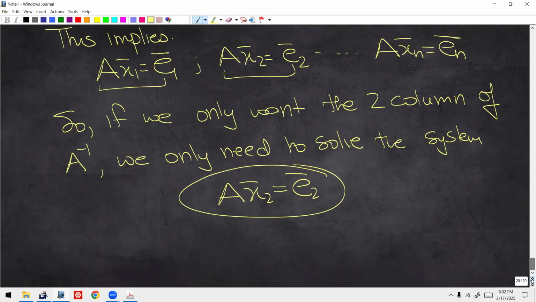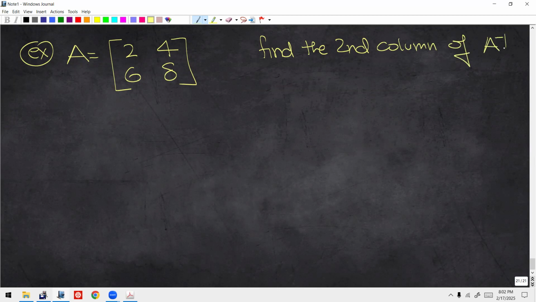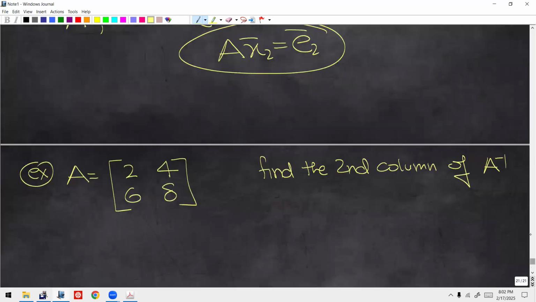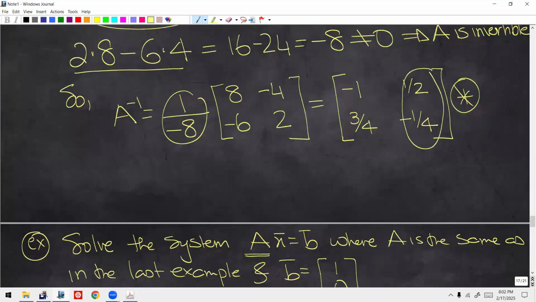Let me just show you. I'll do it with a 2x2 really quick. If you recall, the 2x2 we started with was 2, 4, 6, 8, correct? We want to find only the second column of A inverse. Now this is an easy thing to find. We actually found the inverse of this right here. So what is the second column of this? It's this guy, 1/2 and negative 1/4. So that's what we want to find. How do we do that?